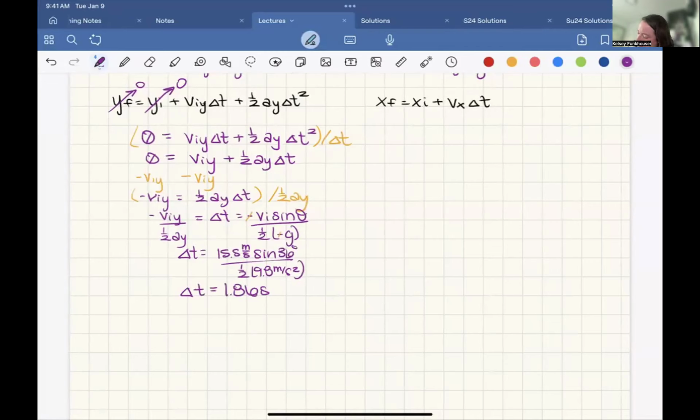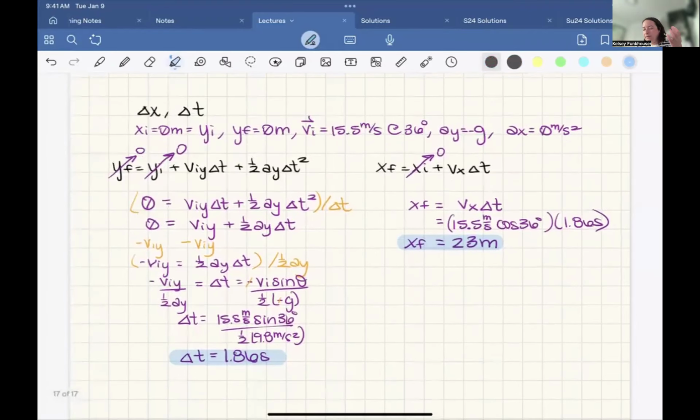So let's do that. And I guess first we can say that the initial position is 0. So x final equals velocity in x times the time interval. So velocity in x is 15.5 meters per second times cosine of 36 degrees. And then we multiply that by 1.86 seconds. And this gives us a position of 23 meters for our final position in x.